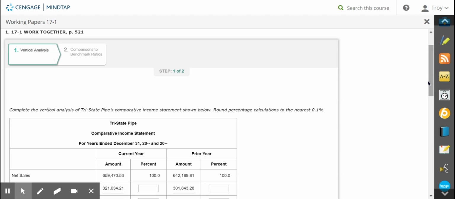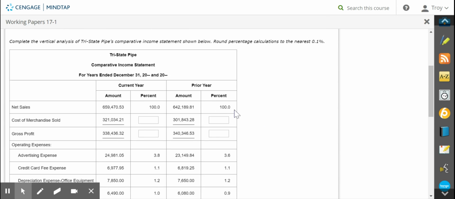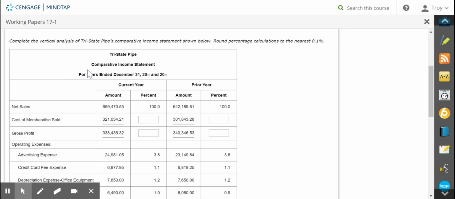So we're on 521, and this is basically a chapter about comparing percentages, how you are with previous years as percentages of what you've done off of your income statement. So we have here in 17.1 work together comparative income statements. Comparative just means it's going to have this year and the last year. So you can see, are we doing better? Are we doing worse? Are these expenses higher? These expenses lower?